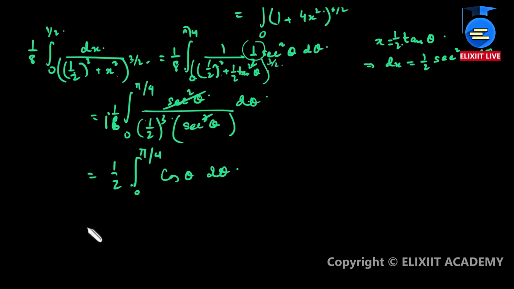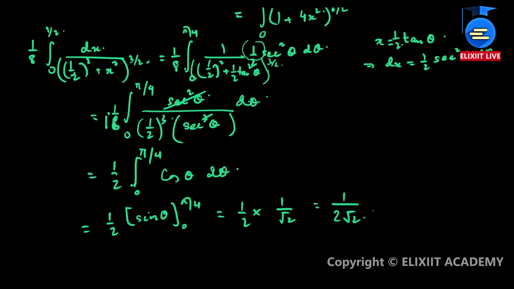Now simply integrate this. So we have half times integration of cos theta, that is sin theta. Range goes from 0 to pi by 4. So this is half times sin pi by 4, that's 1 by root 2. So this is basically 1 upon 2 root 2. I hope calculations are clear to you. You will try out the calculations on your own. If you are seeing the video, then simply pause the video and try out the integration calculation on your own.